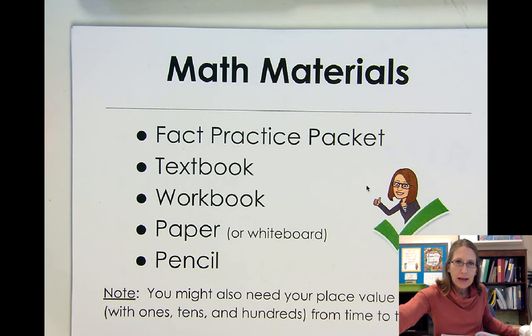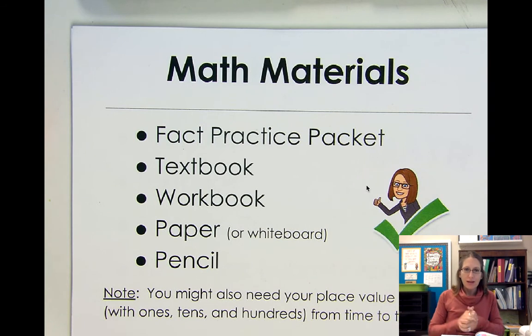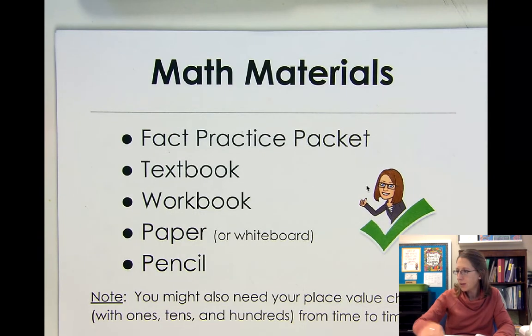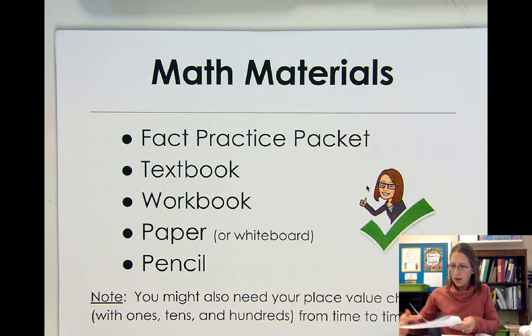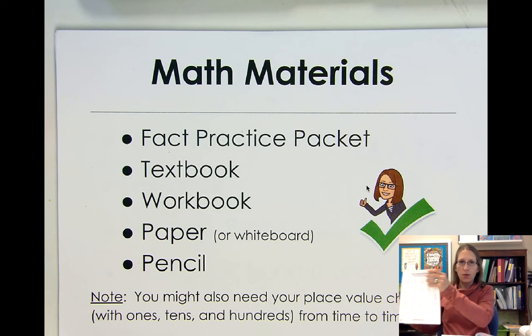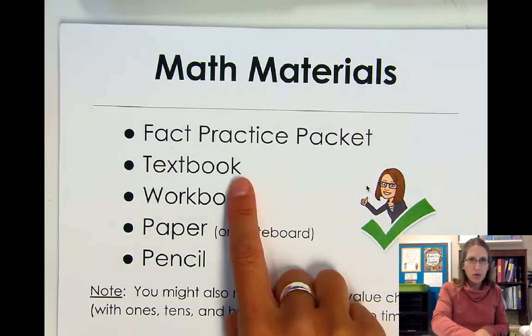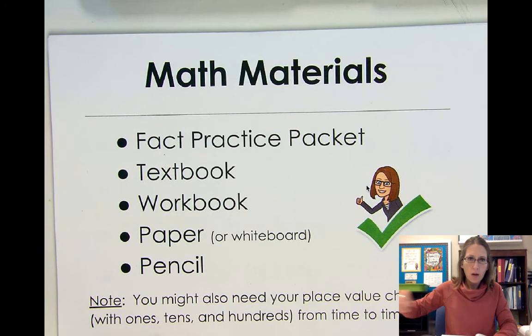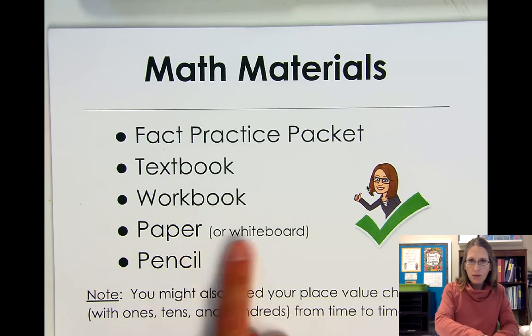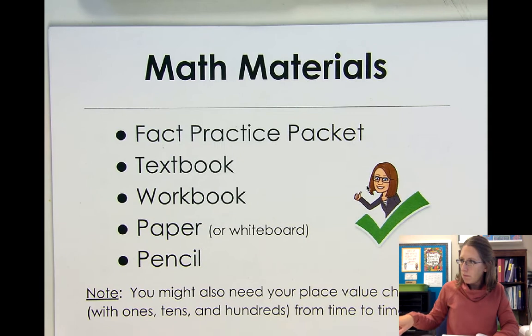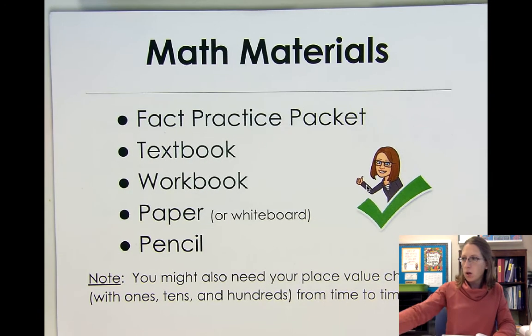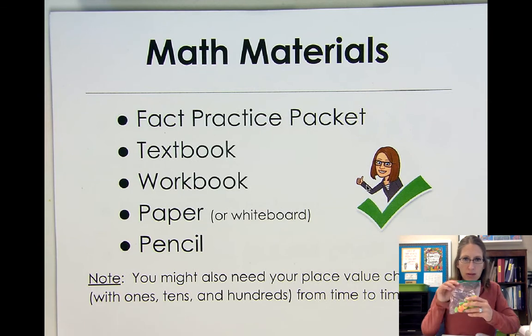So let's look at what we need for math class. We've got our fact practice packet. Got mine right here. Oops, I'm on yesterday. Switch to today. There we go. Okay. Got our textbook. I've got my textbook here. Workbook. There's my workbook. Paper, pencil, whiteboard. Yep. And it might be a good idea to have your place value chart with your ones, tens, and hundreds.